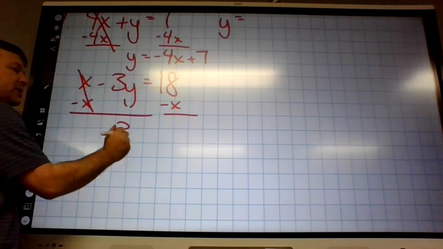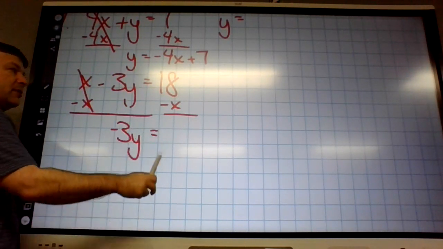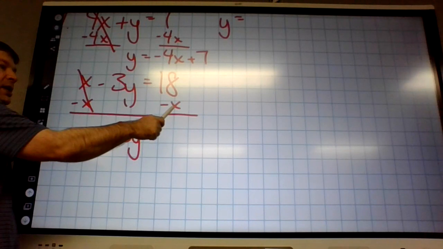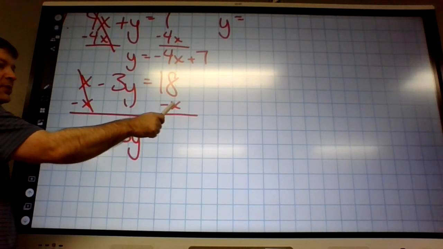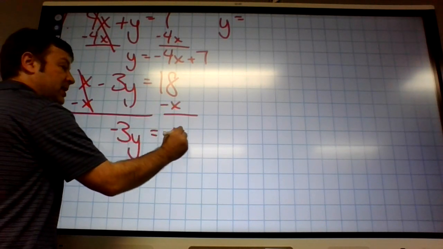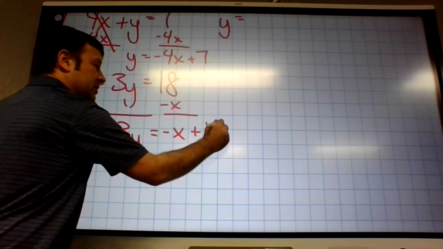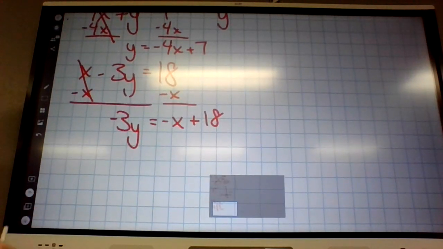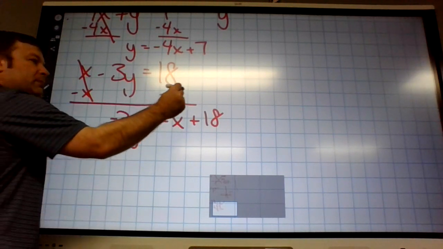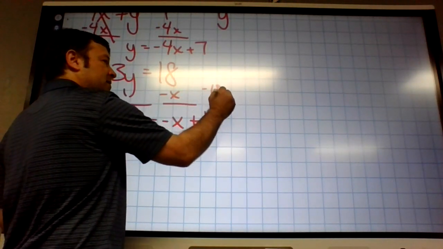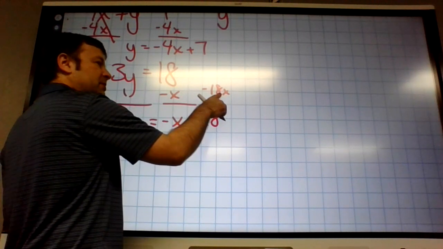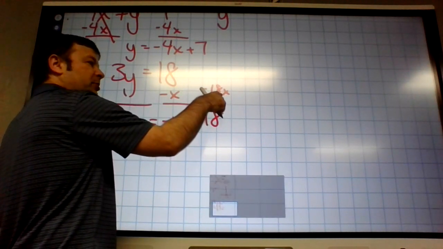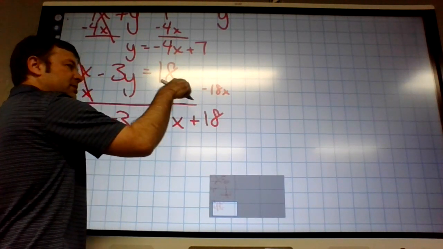Negative 3y is left on the left side. Over here we have 18 minus x. Do those mix? No, they do not. But also I'm going to put minus x in front of plus 18. Some people might put like minus 18x. Why is that wrong? This is not multiple. That means multiply, and these are not multiplied. So anyways.